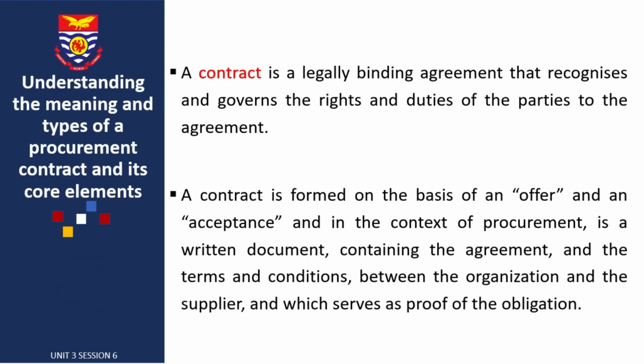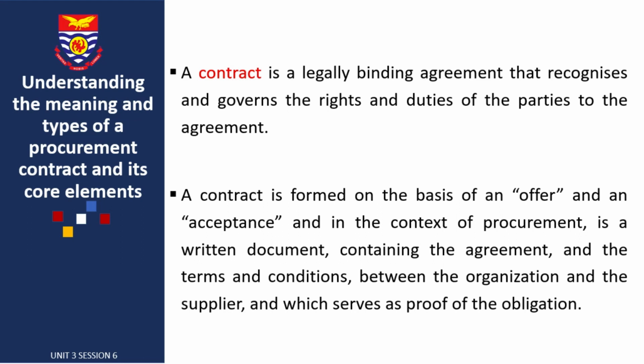A contract is a legally binding agreement that recognizes and governs the rights and duties of a party to an agreement. As we already know, a contract is always formed on the basis of an offer and acceptance. In the context of procurement, it's a written document containing the agreement and the terms and conditions between the organization and the suppliers, which serves as a proof of obligation.